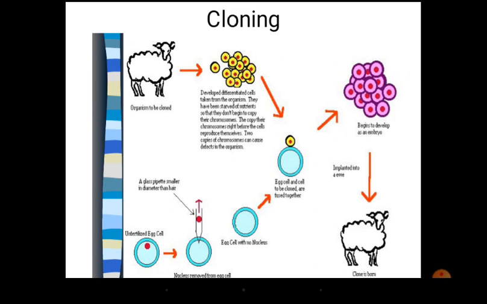So each cell has the genetic material, the potential, in the form of chromosomes. It is there in each of the cells. Now to exploit that, as I explained in one of the slides, the advantage of cloning is that a clone is, by definition, an exact replica of the same individual.